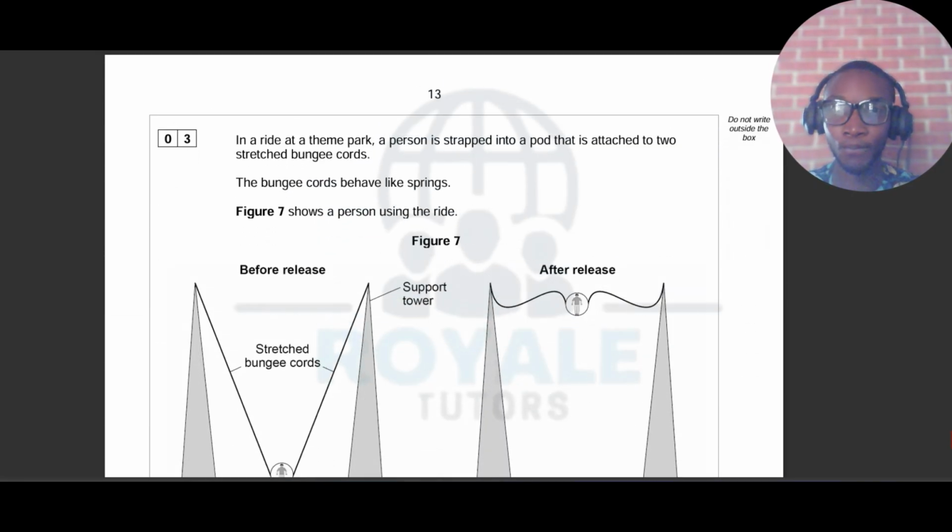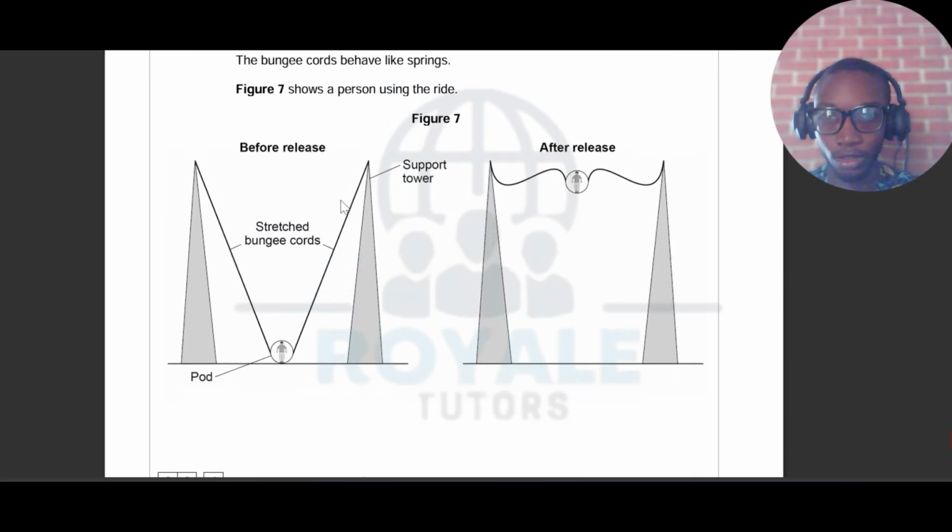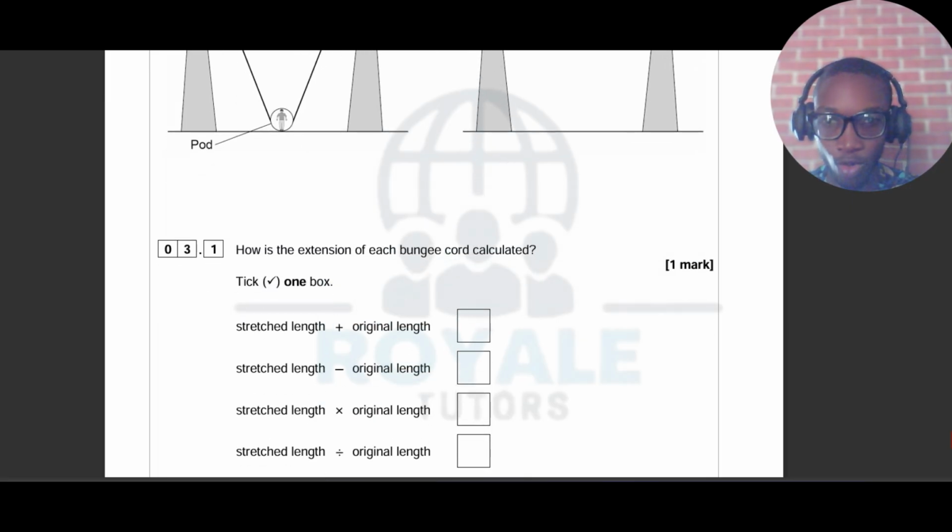The next one says, question 3. In a ride at the theme park, a person is strapped into a pod that is attached to two stretched bungee cords. The bungee cords behave like springs. Figure 7 shows a person using the ride. So there's a tower and this is like the spring. You just have to stretch it forward, and this is the pod. You're inside the pod, and when you are stretched backward and it's released, you are launched forward. That's a cool thing, right?